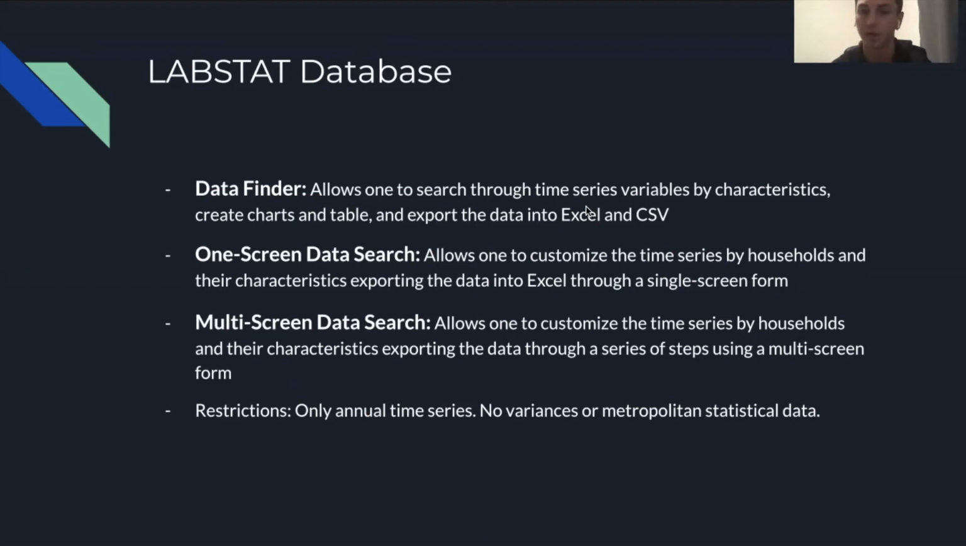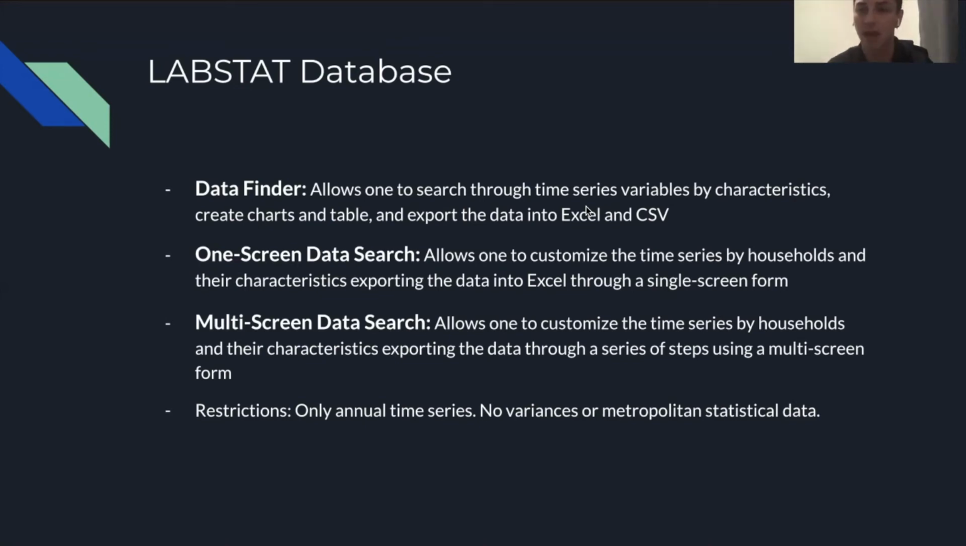The two other options, the one screen data search and the multi-screen data search, are going to allow you to look through the time series by households and their characteristics. But then you can export the data into Excel through a single screen, so you can change some things that you would like in the data. You don't just have to take exactly what they give you. The multi-screen data search would be even more complicated, where you'd be changing multiple things in the data through multiple series of steps, which is going to be difficult to do. But obviously if you have experience in SAS or R, it would not be impossible.